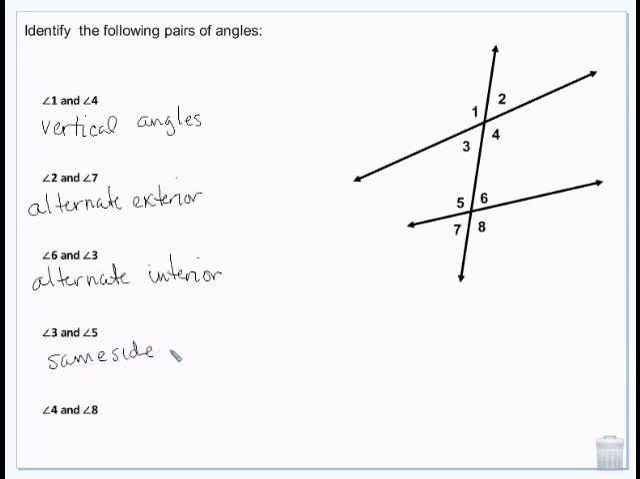Oh, okay. I was thinking 2 more. Okay, 4 and 8 is what you were thinking, because see how they're in the same spot? So those are corresponding. So angle 4 and angle 6 would also be same side interior. Vertical angles. We have 1 and 4, 2 and 3.